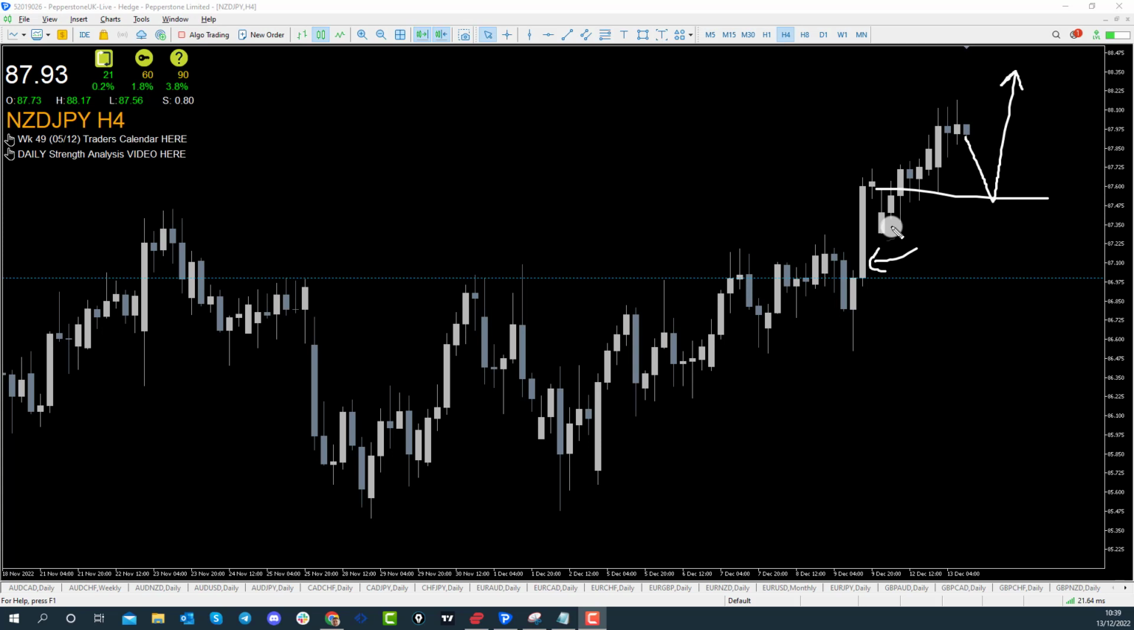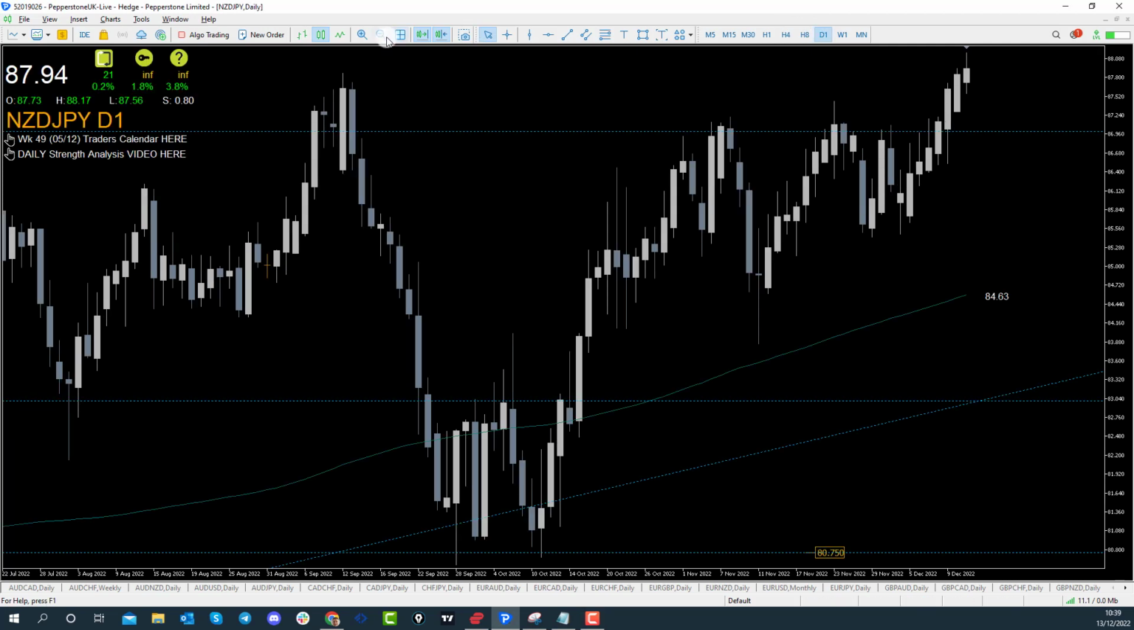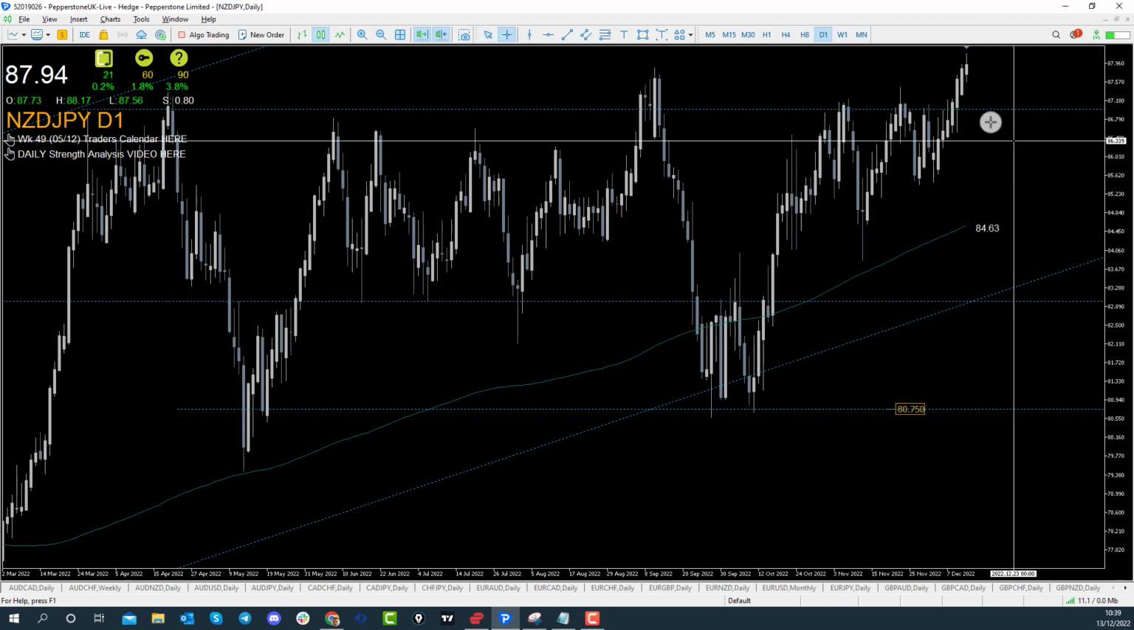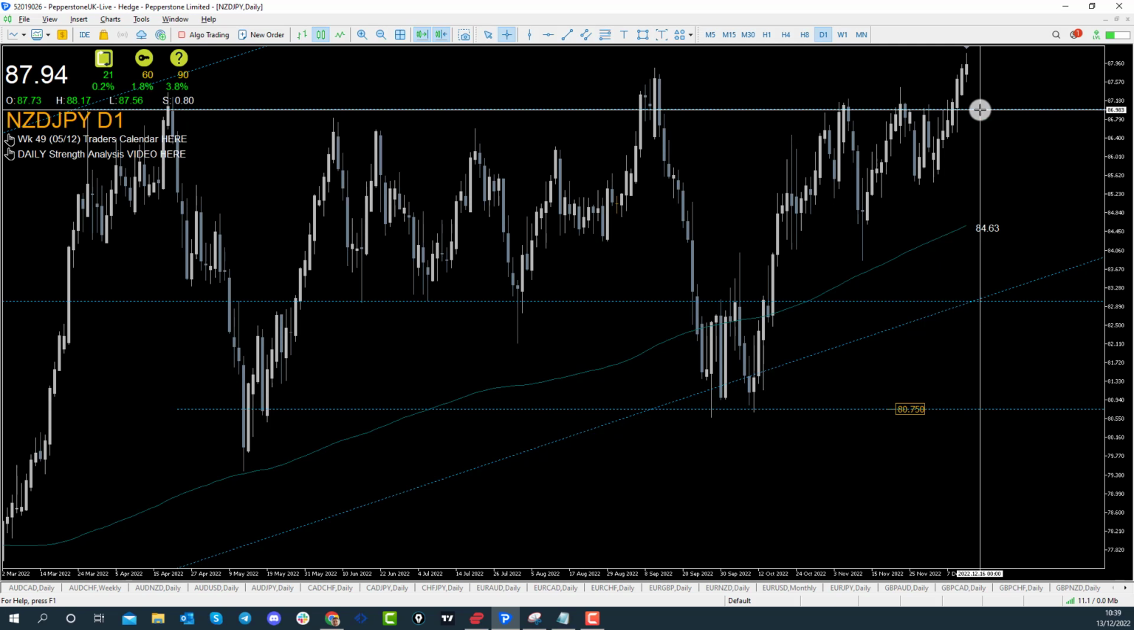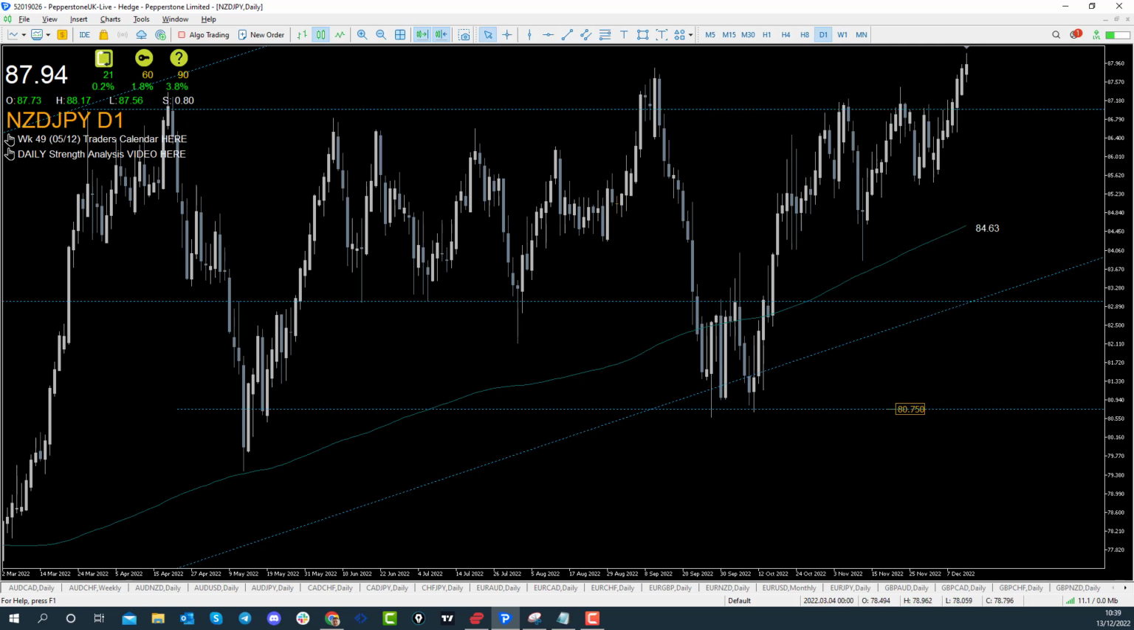Wait for price to pull back into previous areas of structure and then continue to look for those long ideas again. But a lot of it's going to come from this daily time frame, because we can see that 87 handle in here, previous structure highs in there. That's a good area to look for long ideas.